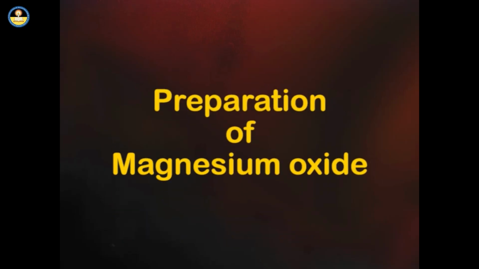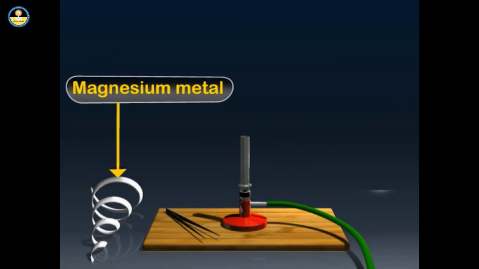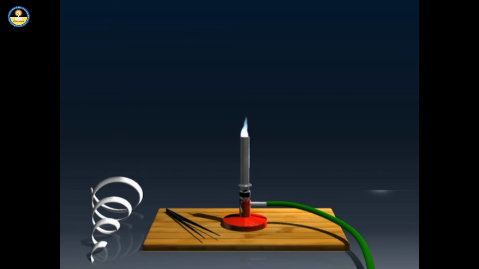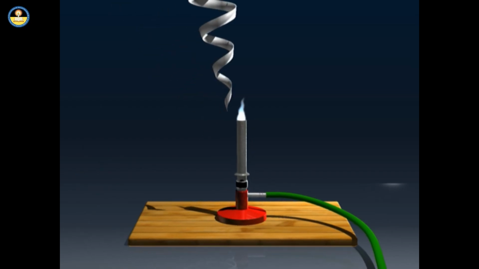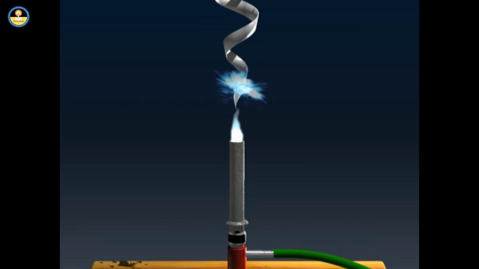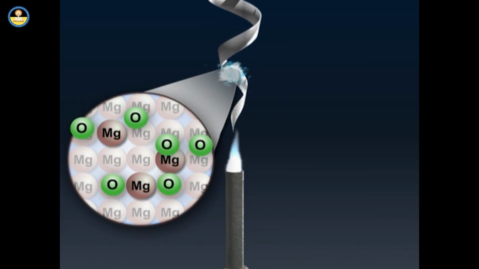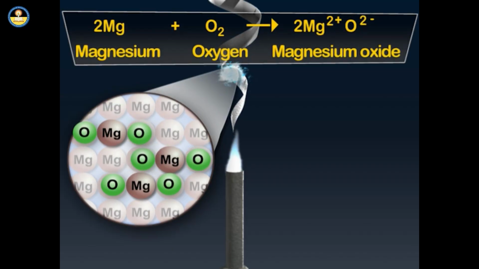Let us perform an activity for preparation of magnesium oxide. For this, we take a magnesium metal wire and keep it on top of the flame of a burner till it catches fire. What do we find? We find that the magnesium wire burns with a sparkle and forms a white solid, magnesium oxide, which consists of magnesium 2+ ions and oxygen 2- ions respectively.